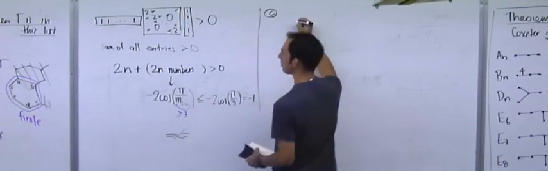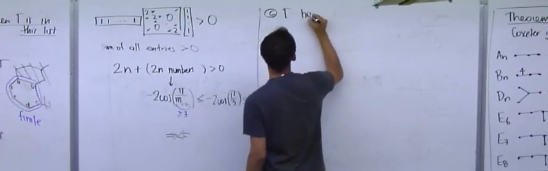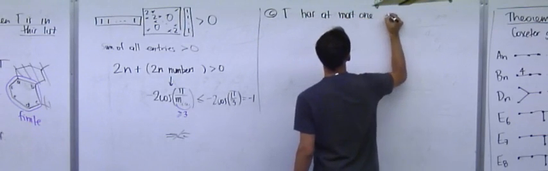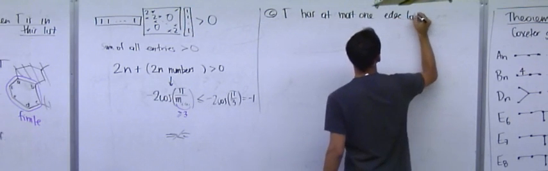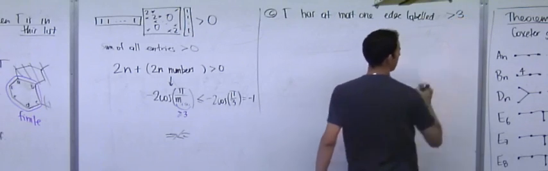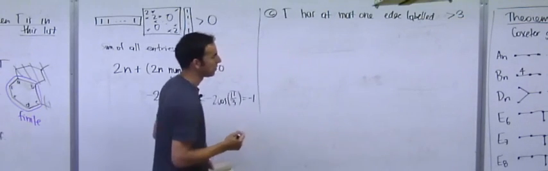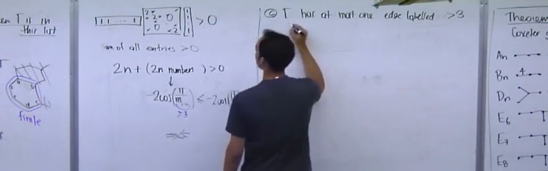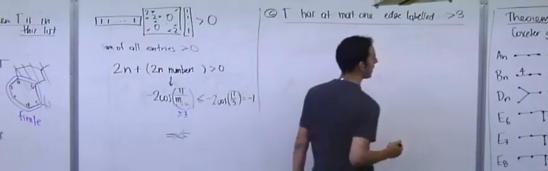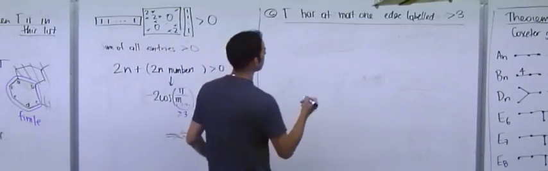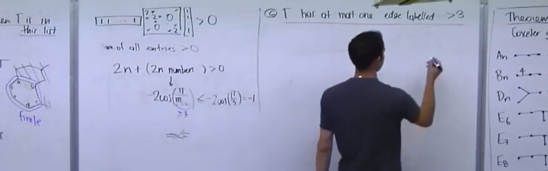So the next thing I want to prove is this. Gamma has at most one edge labeled with a number bigger than 3. In these pictures, you never see 2 different labels bigger than 3. So why is that? Well, suppose that you did have 2 things bigger than 3.